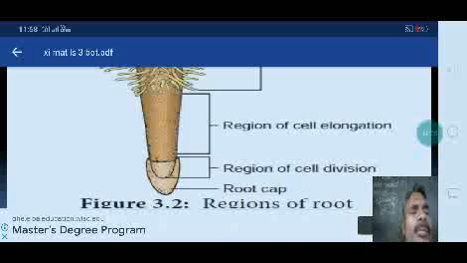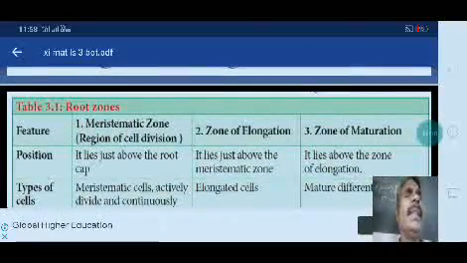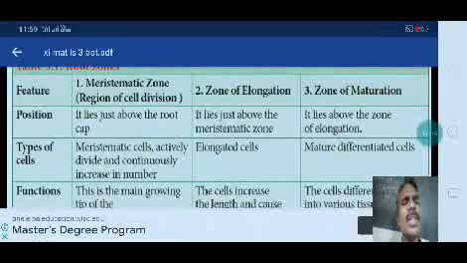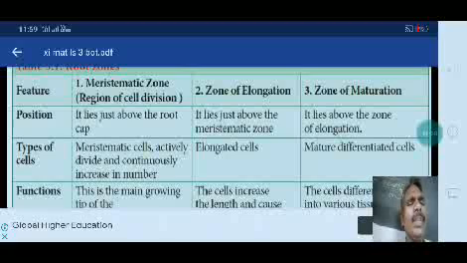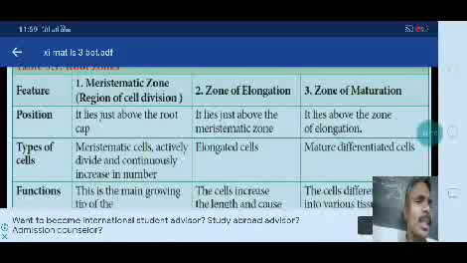The next one is the table of root zones: meristematic zone, zone of elongation, and zone of maturation. Position: the meristematic zone lies just above the root cap. The zone of elongation lies just above the meristematic zone. The zone of maturation lies above the zone of elongation.